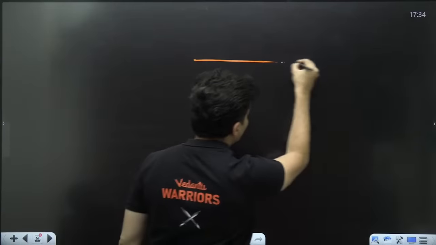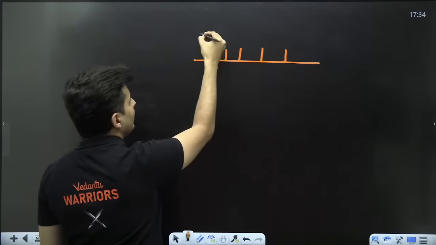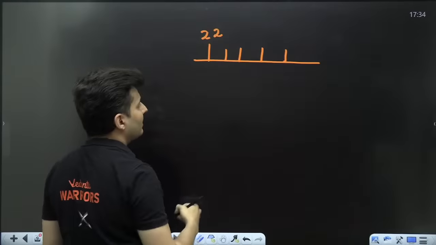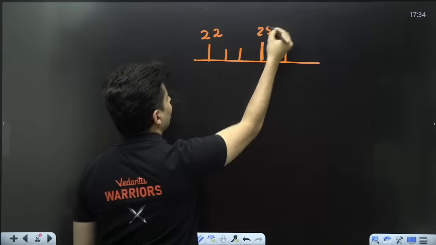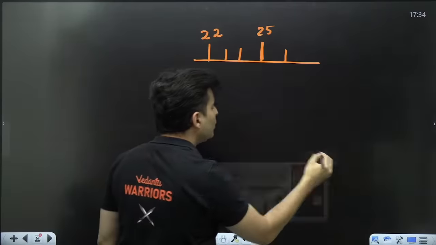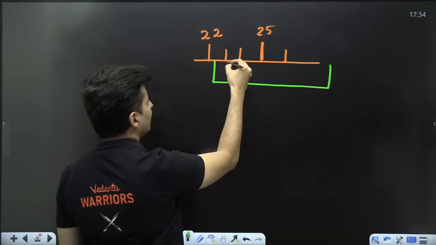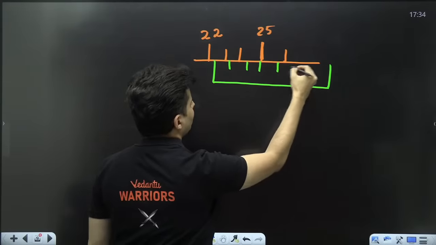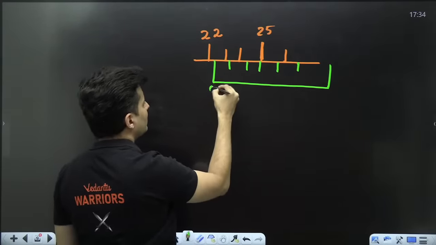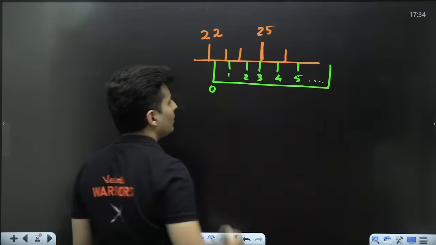So say, for example, this is your main scale, something like this. Let's say this is 22, 23, 24, 25. And your vernier scale below is something like this. Maybe this is 0, this is 1, this is 2, this is 3, this is 4, this is 5, and so on and so forth.